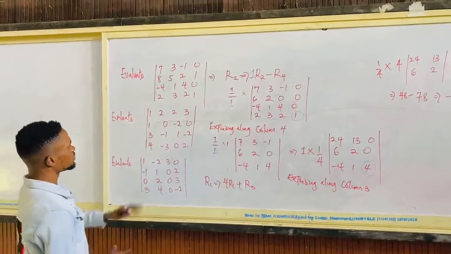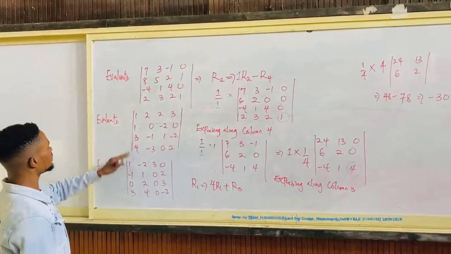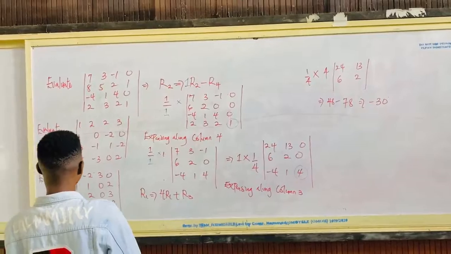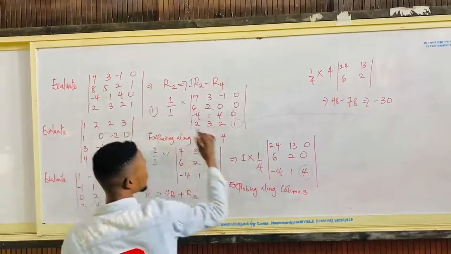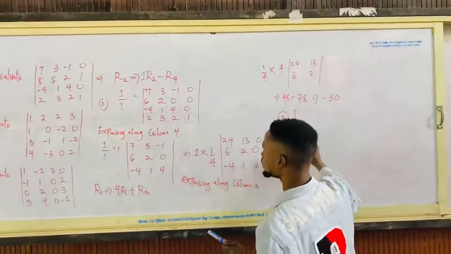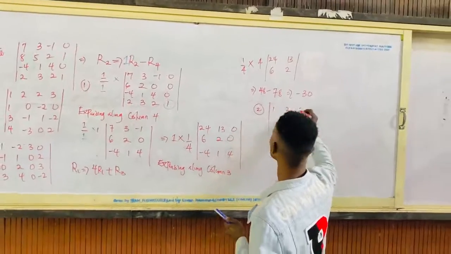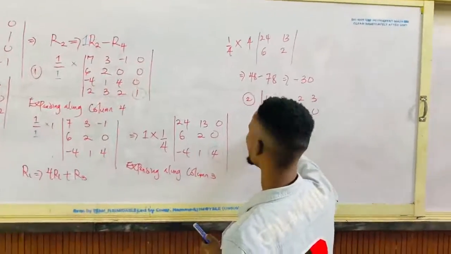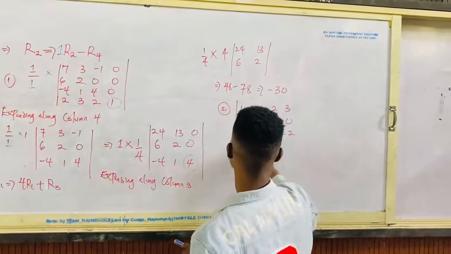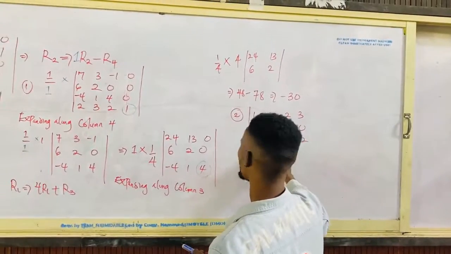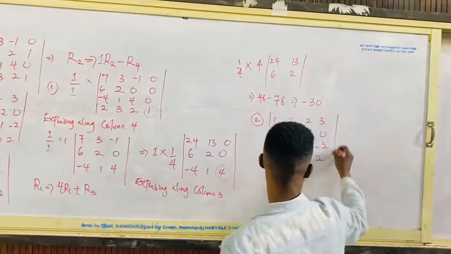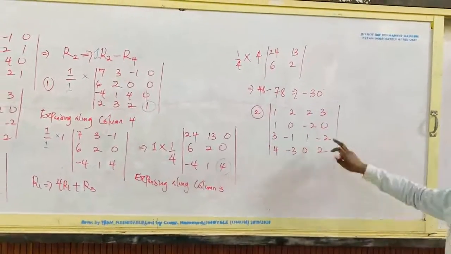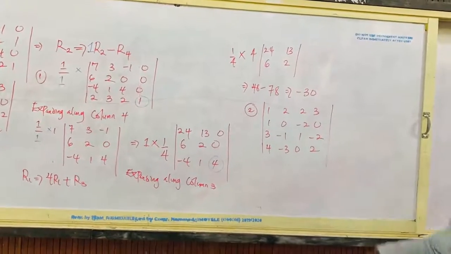Now what about this one here? Now to evaluate the second one, to evaluate 1, 2, 2, 3, 1, 0, minus 2, 0, 3, minus 1, 1, minus 2, and 4 minus 3 is 0, 2. Now this is 3, this is 0, this is minus 2, and this is 2.